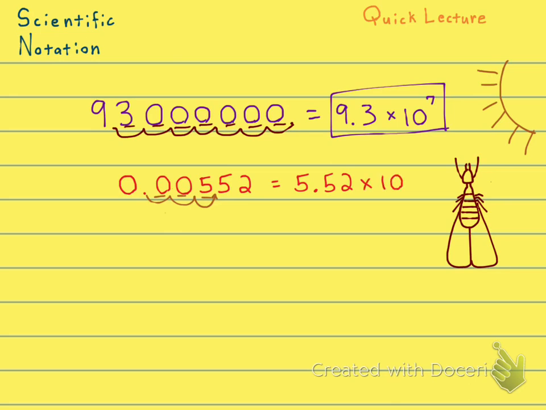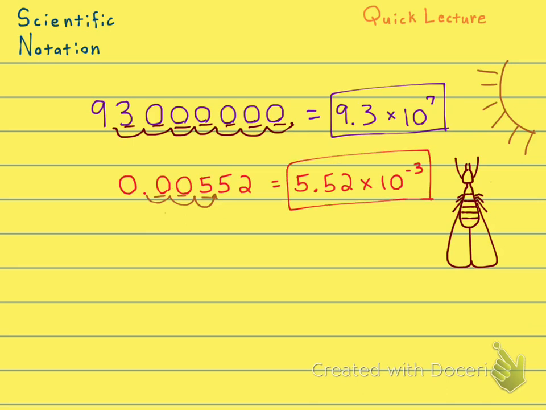And now when we move this decimal to the right, our exponent is actually going to be negative, okay, because it's the same as dividing. So we had to move it 3 places. This is 10 to the negative 3. Okay, so pay attention to that.